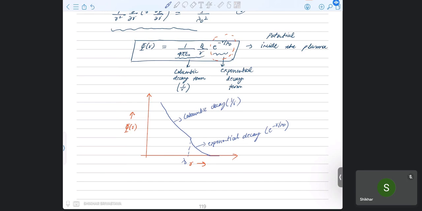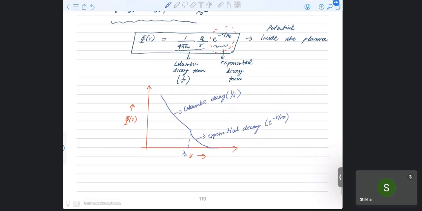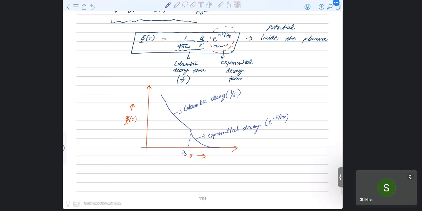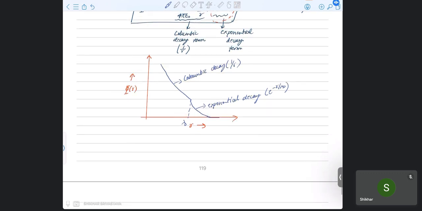So we can divide this potential into two terms. Let us take some cases, for example when r is 0.